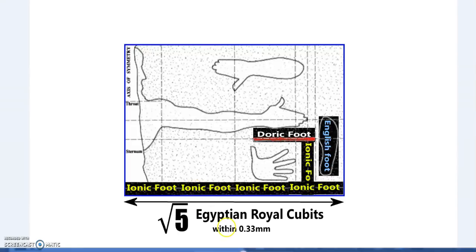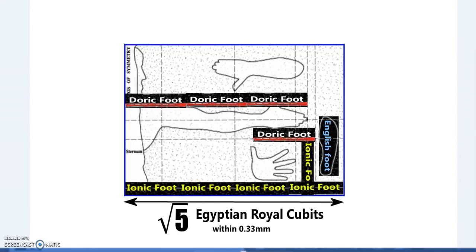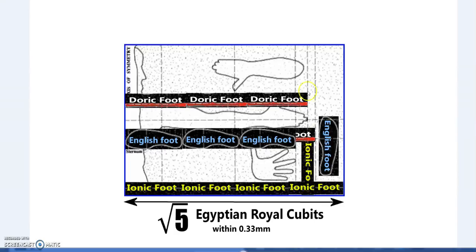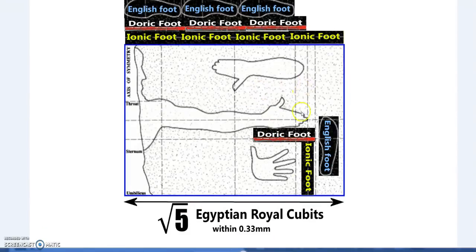So now the Ionic is the one I'll be focusing on for the moment here. But again, as we see examples where the Doric, English, and Ionic foot are again built into the stone, through all these important, man is the measure of all things.